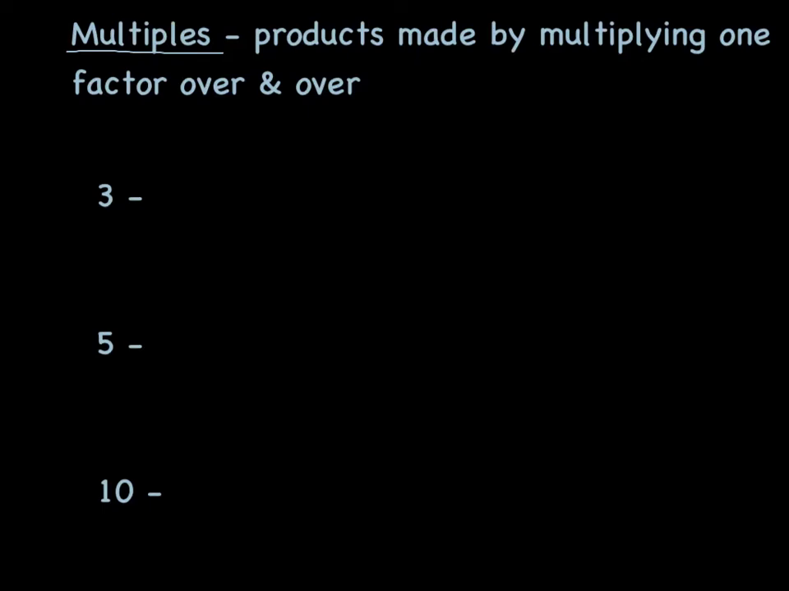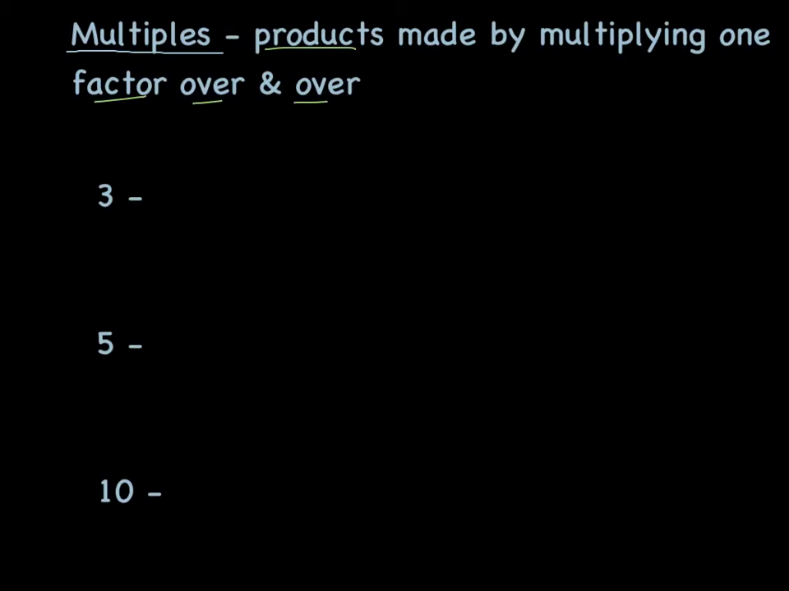Okay, now we're going to talk about multiples. Multiples and factors are often confused by students and even teachers. You'll hear me say the factor of a number. I do it all the time. Anyway, to help out, the multiples are actually products made by multiplying one factor over and over and over.